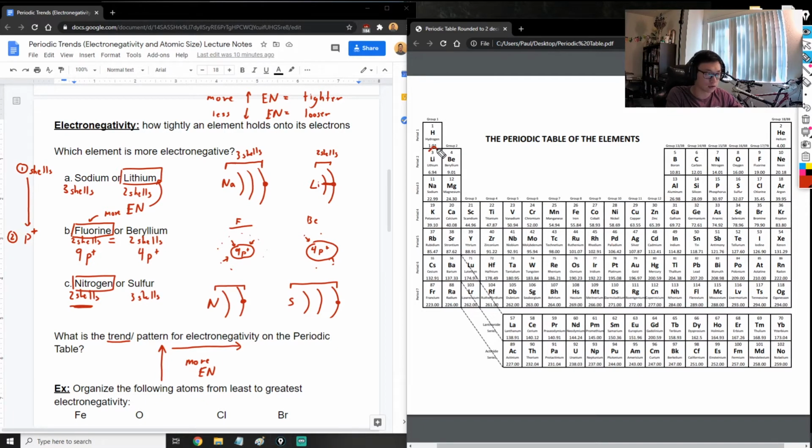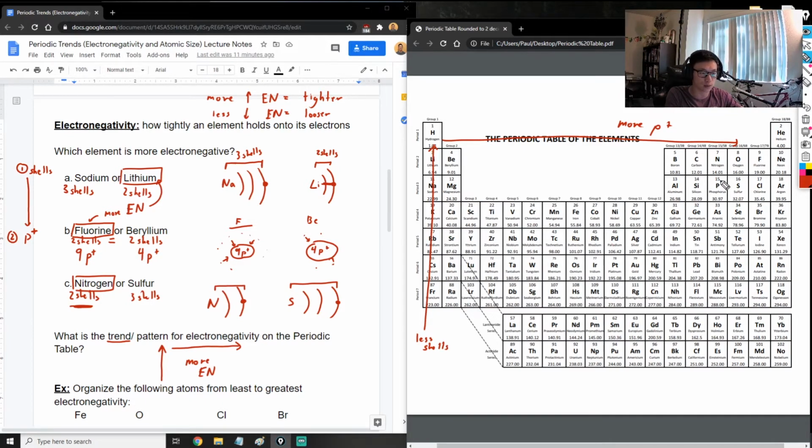That's the pattern. As you go up, the reason why that happens is because there are fewer shells. If there are fewer shells, the distance gets smaller and smaller, and the atoms are able to hold the electrons more tightly. And as you go right on the periodic table, there are more protons, so the magnet in the middle becomes stronger, so they can hold the electrons more tightly. So that's an easy way to answer some questions really quickly.